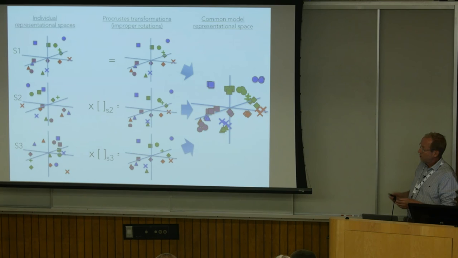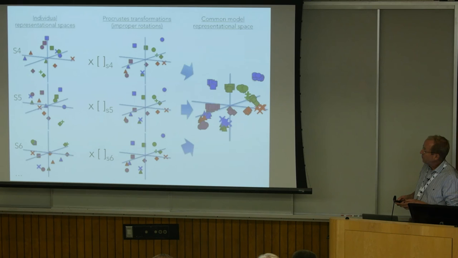We start with a subject. We rotate subject 2 to subject 1. We find the mean pattern vectors for these two subjects, and we rotate subject 3 to the mean of subjects 1 and 2. Then we rotate subject 4 to the mean of subjects 1, 2, and 3, etc. So it's an iterative process. We actually do this 2 times through.